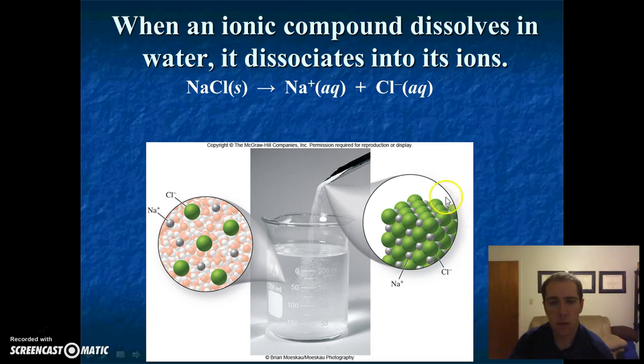So here is our sodium chloride solid. We put it in the water, and now they're floating apart. The fact that those ions come apart means that it conducts electricity because these are charged. They can move around. Electricity requires charges to move around.